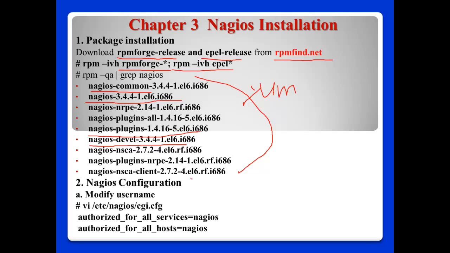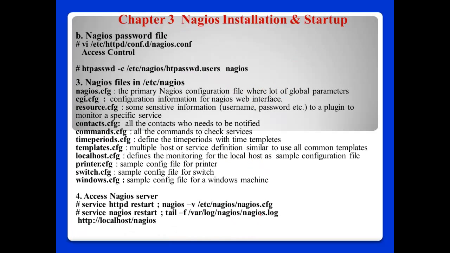After you have successfully installed these packages, we need to configure. First, open the file /etc/nagios/cgi.cfg. If you open this file, you can find many lines, especially these two. Authorized for all services, the username will be nagios. The default is nagiosadmin, but we need to change it like this. And authorized for all hosts as well, nagios. Please change it like this.